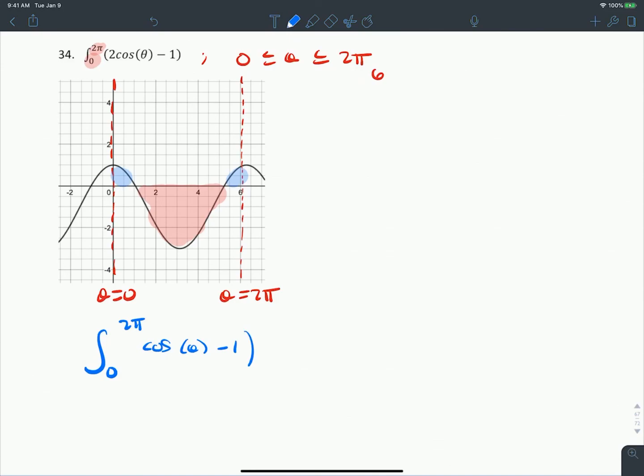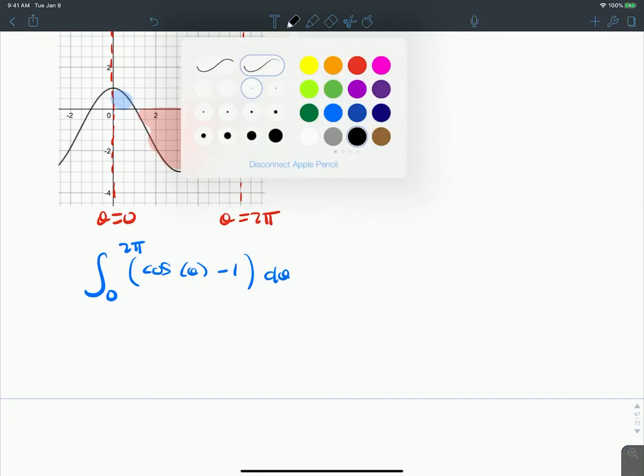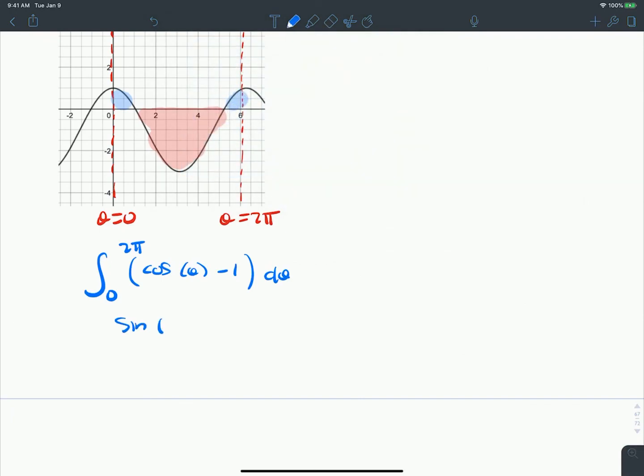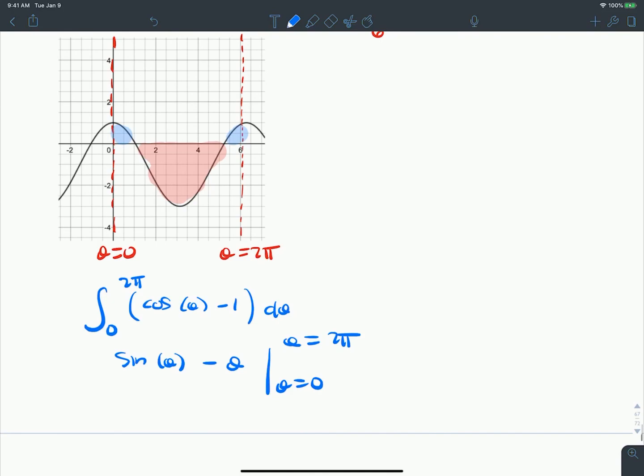So we need some antiderivatives here. And don't forget, looks like there's a typo. This needs to be a d theta here. Okay, the antiderivative of cosine is sine. The antiderivative of 1 is theta. So this is my antiderivative function.